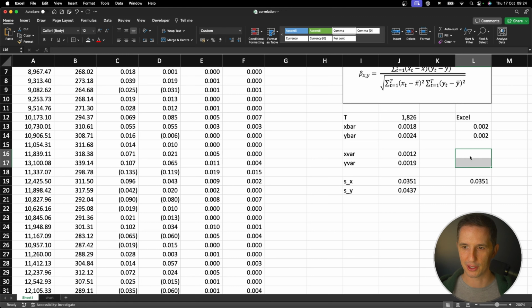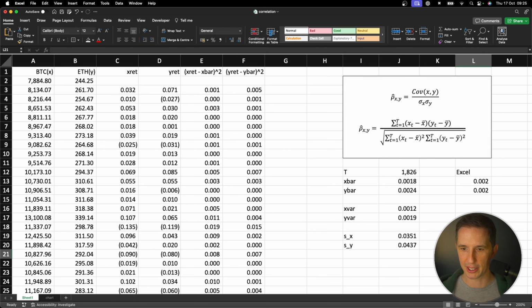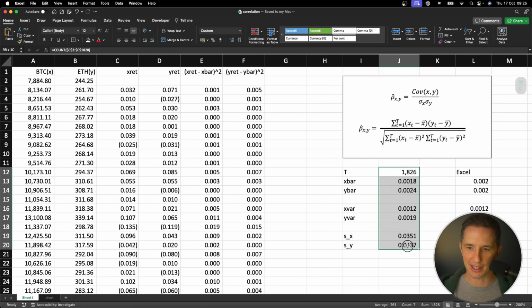And I'll format this in advance as well. And then the standard deviation of y is going to be this column over here, 0.0437. Perfect. To get the variance, all I need to do is square this number. And that gets me back to that as well. So there we go. We can see that this is in fact the correct calculation. It's following the Excel formula exactly.